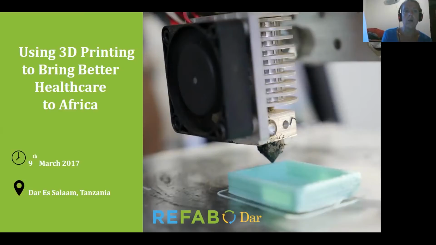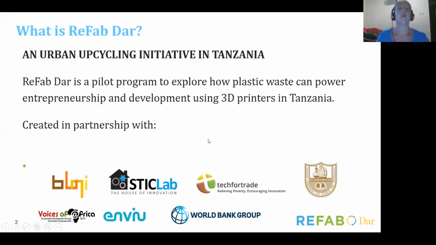So what we started doing through ReFab Dar is we had to start at the beginning: there need to be machines that are able to be created here. Because if we're always importing technology to Africa, we're not going to get very far very fast. So ReFab Dar is, as it says, an urban upcycling initiative.